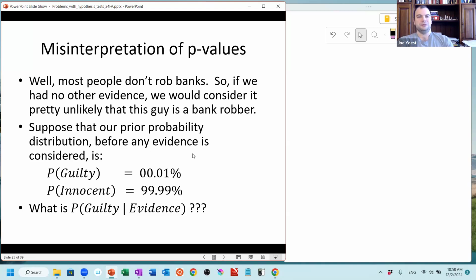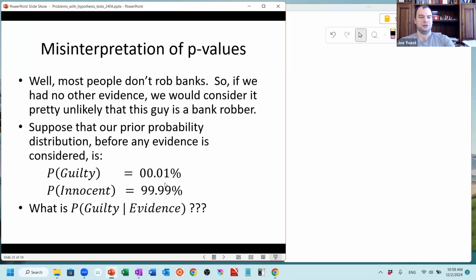So I pulled the FBI bank robbery data, and it turns out that not very many people are bank robbers. Less than 1 in 10,000 people are bank robbers. So let's just set probability of guilty at 0.01% and probability of innocent at 99.99% as our priors. And let's look at the probability of guilt given evidence now. Now you might look at this and say, wait, hold on a minute. We have to choose priors. That's one of the difficulties of the Bayesian approach: what prior should I choose?